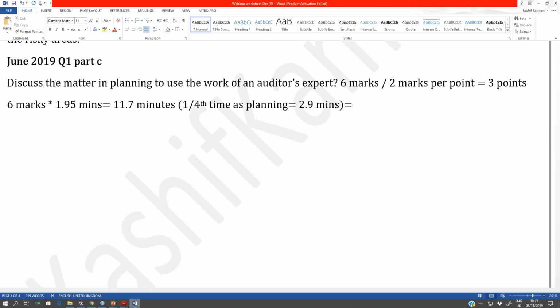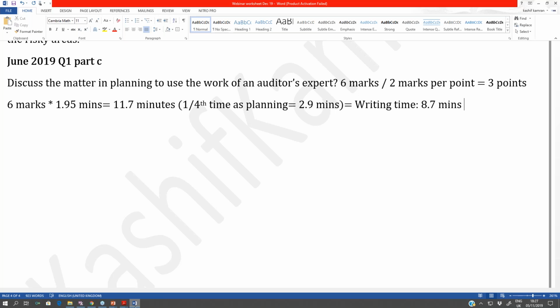So how much is the writing time then? What is the writing time to write this answer? The writing time is almost 8.7 minutes. So this is exactly what you need to do. You need to plan your time. And I've given you a rule yesterday, right? That you need to multiply the marks with 1.95, and you need to find the total time you have for the whole answer. From that total time, the 1/4 time should be spent on planning, and the remaining 3/4 time should be spent on writing.